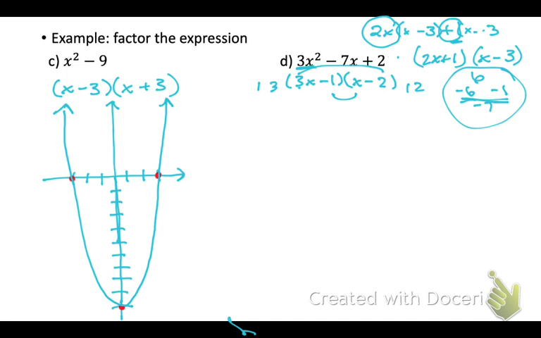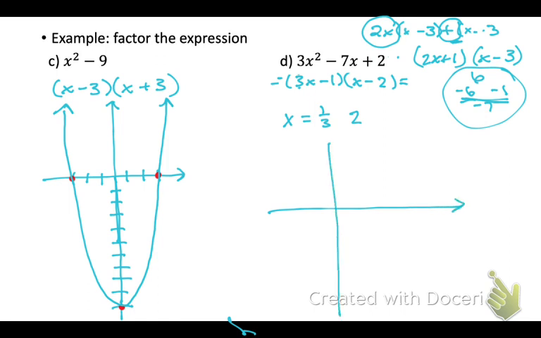I'm confused with my work and I don't know what I'm doing wrong. What are your zeros? X equals 1/3 and 2. Okay, so X equals 1/3 and 2. So then, does it open up or down? Up.